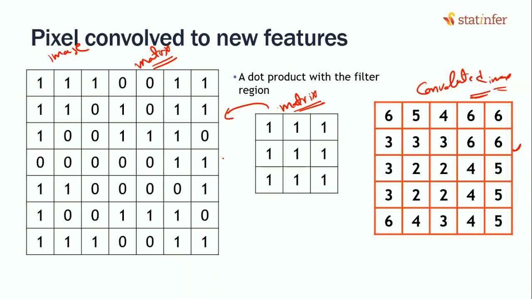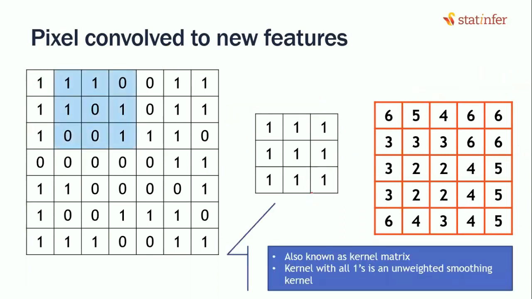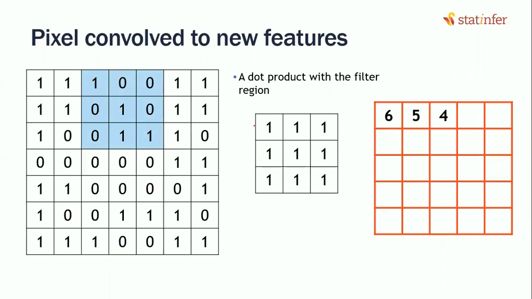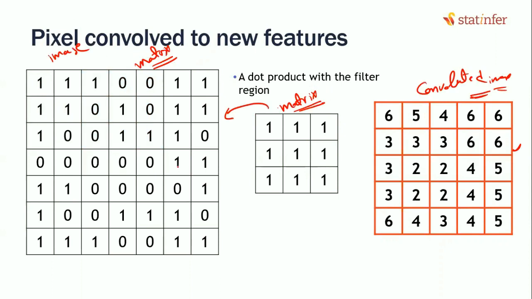Now, this particular filter is also known as kernel matrix. Filter is the usual term that is used, but the technical name for this is kernel matrix. Until now, is it clear? Filter means a matrix with some values. We run a filter on the original image. Why do you run a filter on the original image?